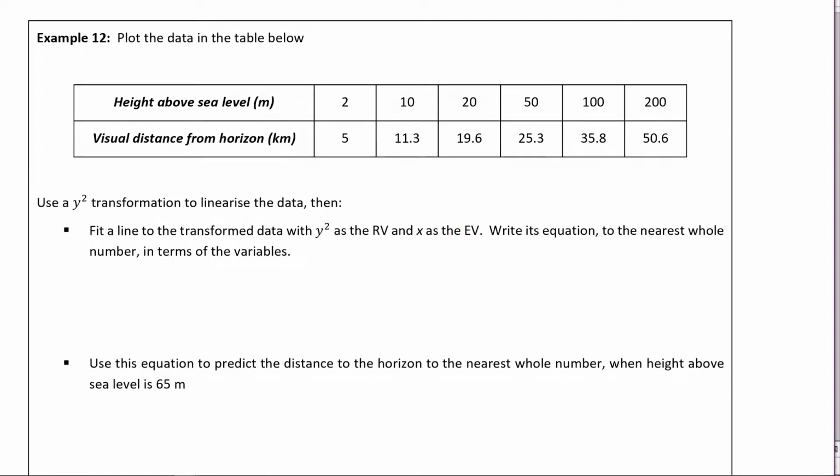Example 12: plot the data in the table below. Here is height above sea level in meters and the visual distance from the horizon in kilometers. Now, what is my explanatory and what is my response variable? The height above sea level is going to be your explanatory variable, because the higher you are, the further you can see to the horizon. So that's my response variable. The height you are is going to impact your visual distance from the horizon. That's how it works. Let us now plot this information.